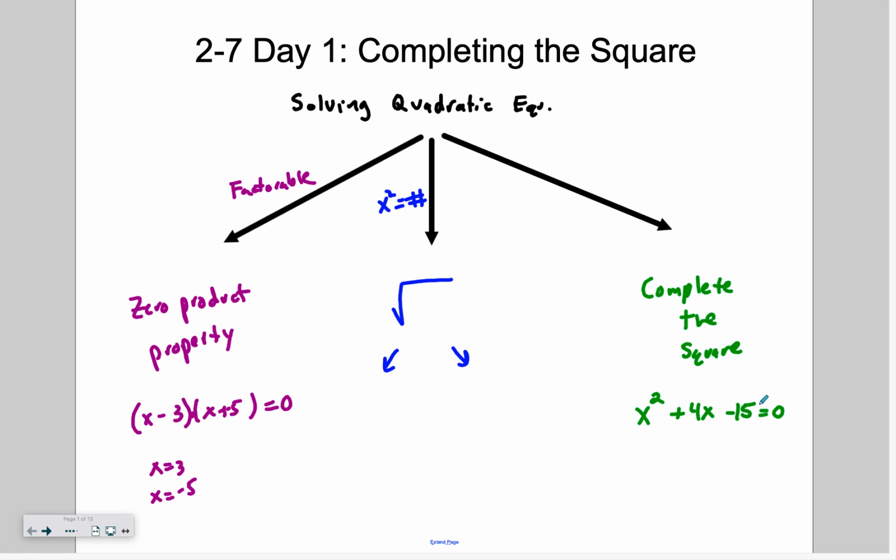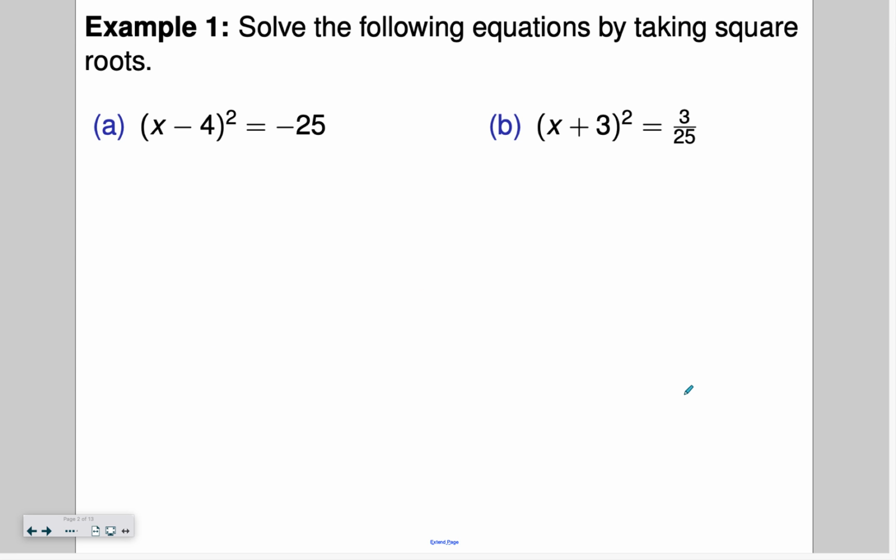It's not possible, but it turns out that this thing still has 2 solutions that we can find, and we're going to be able to do that with completing the square. And we can't take the square root here either because the b is not equal to 0. We need this term to go away for us to be able to take the square root. So we're going to be learning completing the square today.